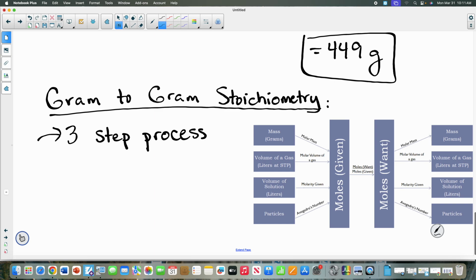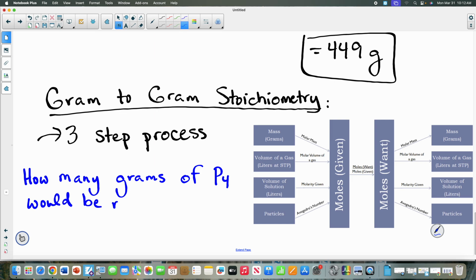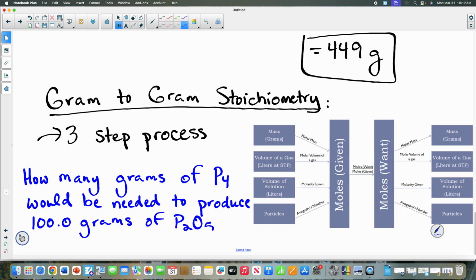I'm just gonna make one up because there's not a good example in here. So, how many grams of P4 would be needed to produce 100 grams of P2O5.